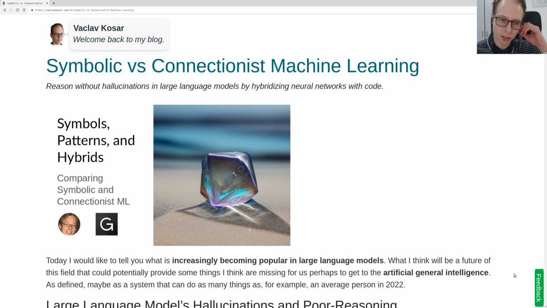Symbolic versus Connectionist machine learning. Reason without hallucinations in large language models by hybridizing with neural networks with code.